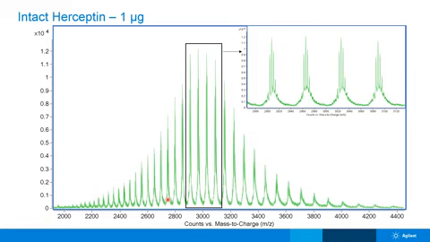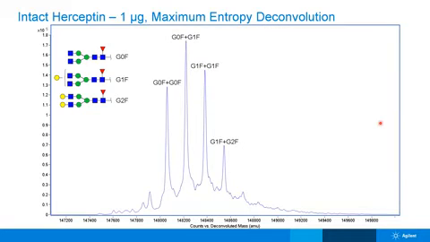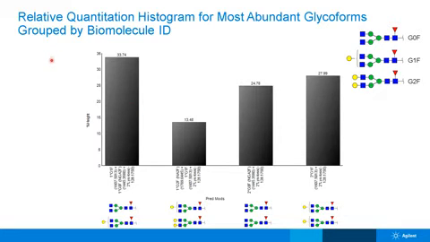We also looked at Percepted, and this is the resulting charge state distribution from a 1 microgram injection, ranging from about 2,000 to 4,400 m/z. We zoom in on this charge state distribution here. We can see our glycoforms on Percepted for these charge states. When we perform maximum entropy deconvolution, we see our various combinations of G0F, G1F, and G2F glycoforms. We can also get relative quantitation information regarding these glycoforms on Percepted, as shown here on the histogram plot.